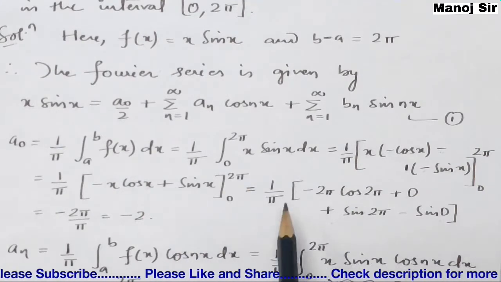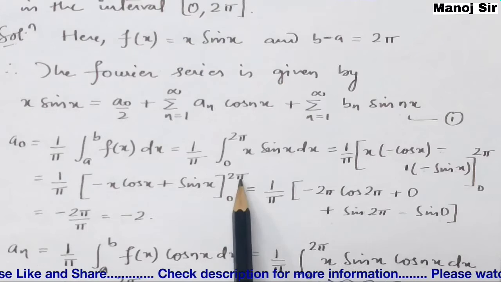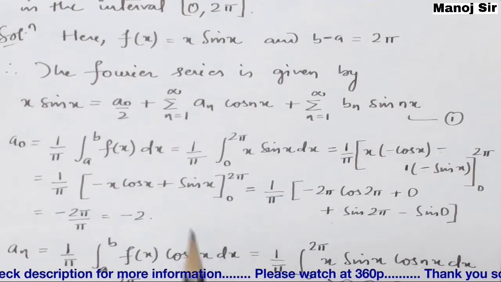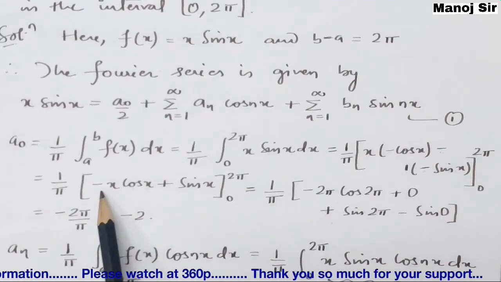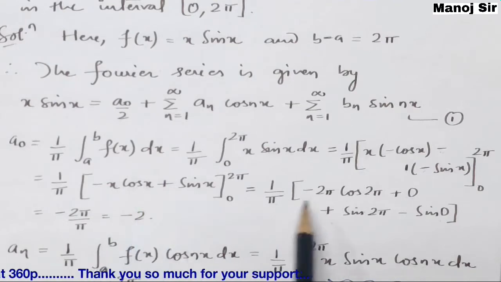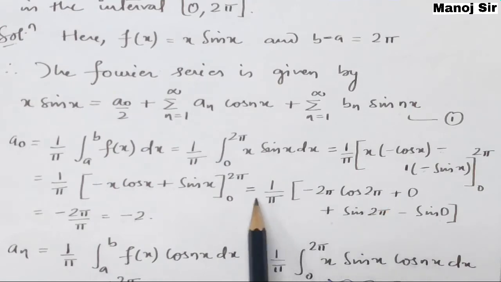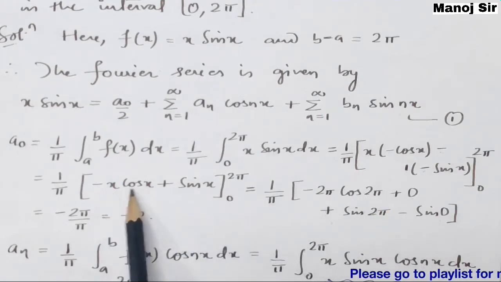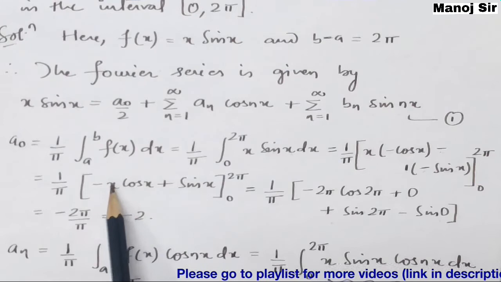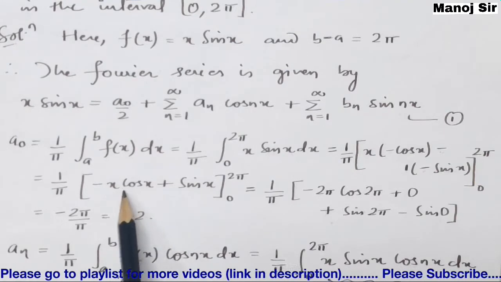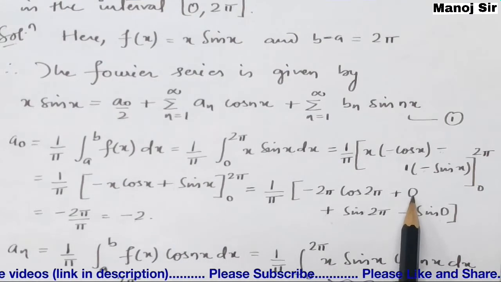Now simply put the limit. 1 upon pi is as it is. Simply put the upper limit minus lower limit. If you put the upper limit, this is going to be minus 2 pi into cos 2 pi. If the upper limit is negative, then the lower limit will be positive. Simply put 0 in place of x. This is going to be 0, because 0 into anything will become 0. So here we have 0 in the lower limit.